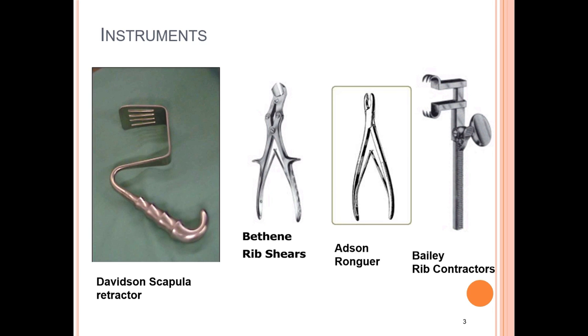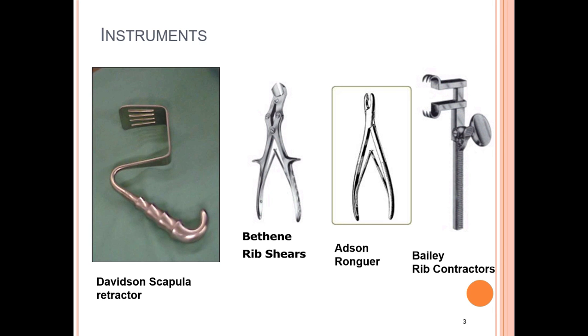Instrumentation for thoracic surgery will include general instruments, chest wall instruments, lung instruments, bronchus clamps, surgical stapling devices, and vascular clamps. The next few slides will show some of the common instruments used for thoracic and pulmonary procedures.